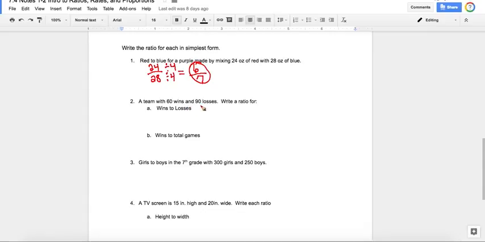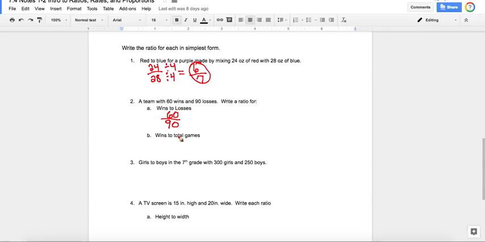Okay, a team with 60 wins and 90 losses. Write a ratio for the wins to losses. So I'm going to write 60 over 90. Now, you remember there's a trick here. If they both end in a 0, I can divide by 10. However, I'm thinking there's something greater than 10 that goes into both.